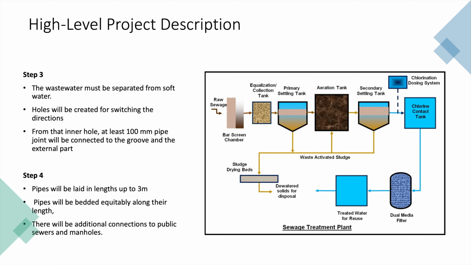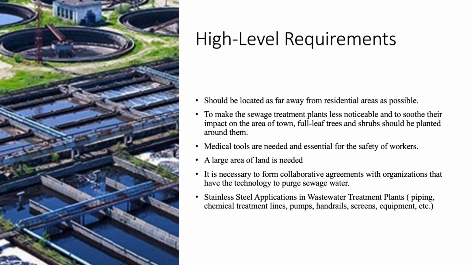I'd like to talk about the high-level requirements for the sewage treatment plants as well. All development should be linked to public sewers. A sewage treatment plant may be provided with the approval of the National Environment Agency and the Public Utility Commission. Sewage treatment plants should be sited as far away as possible from residential houses. Trees, buds, and shrubs or foliage should be planted around the sewage treatment plants to make them less obstructive and to soften their impact on the neighborhood.